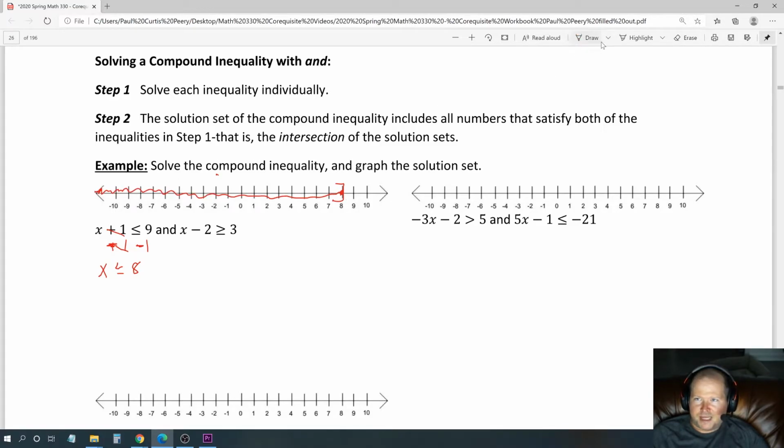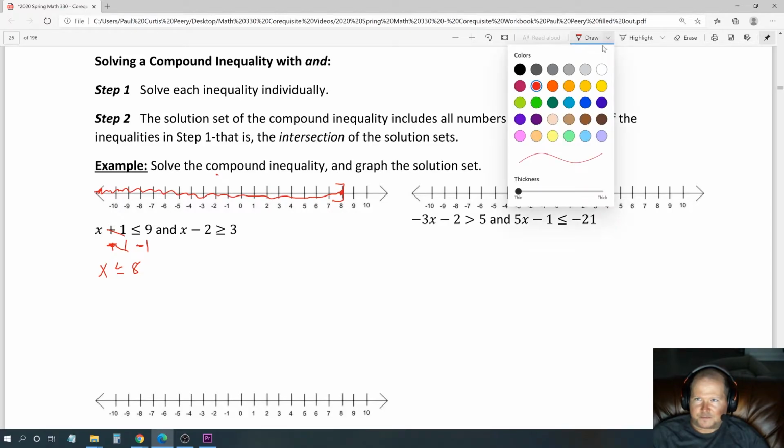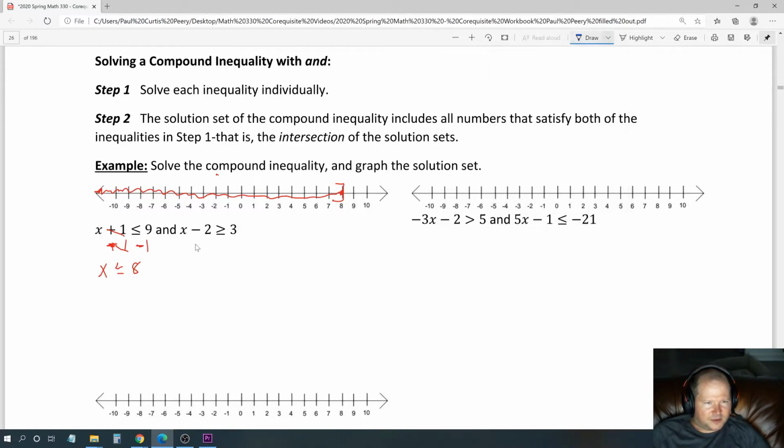Okay. So now we solve the second one. We have x minus 2 is greater than or equal to 3. So plus 2, cancel, cancel, x is greater than or equal to 5. So we plot the 5 right here. Because x is greater than or equal to 5, we have a bracket, and because x is greater, the arrow is pointing to the right, so it's going to open to the right.